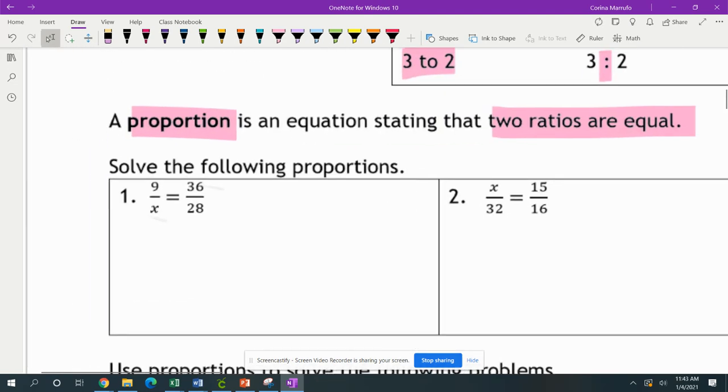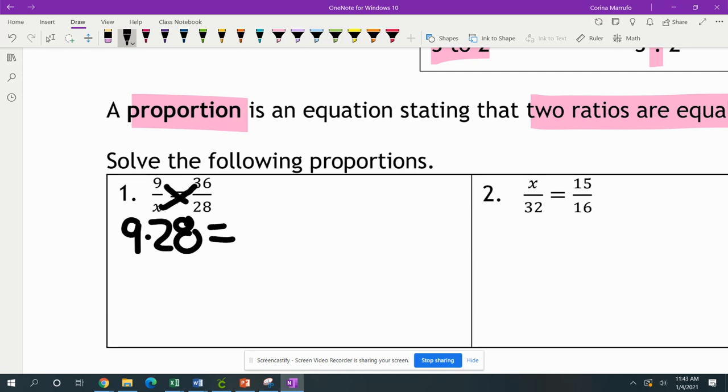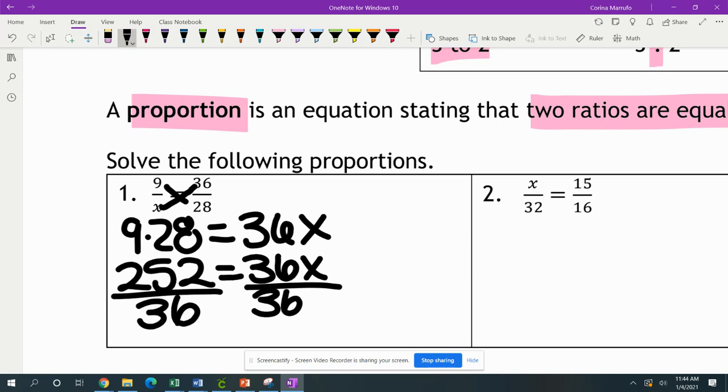For example, here you have 9 over x equals 36 over 28. To solve for x, we got to cross multiply. So we do 9 times 28 equals, and then we move this x to the top with the 36, so 36x. 9 times 28 gives us 252 equals 36x. We go ahead and divide both sides by 36. This cancels, and that gives us 7 equals x.